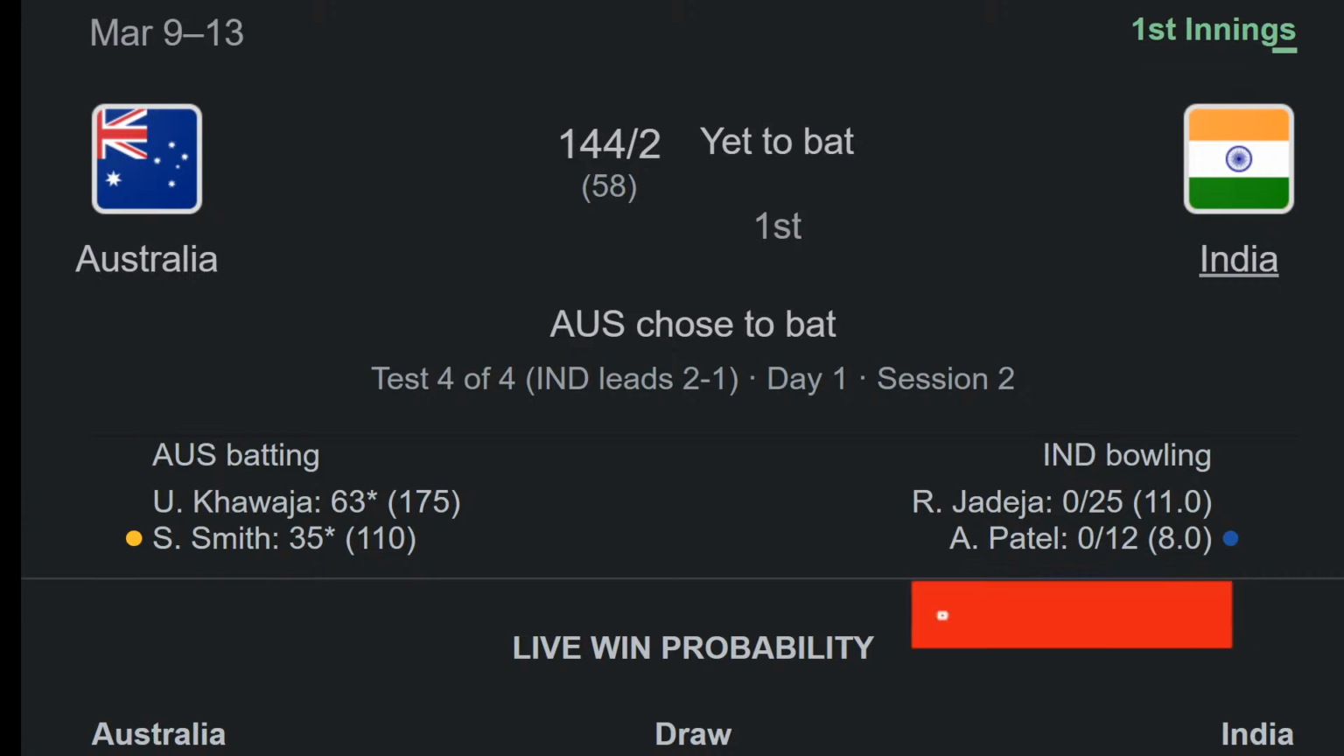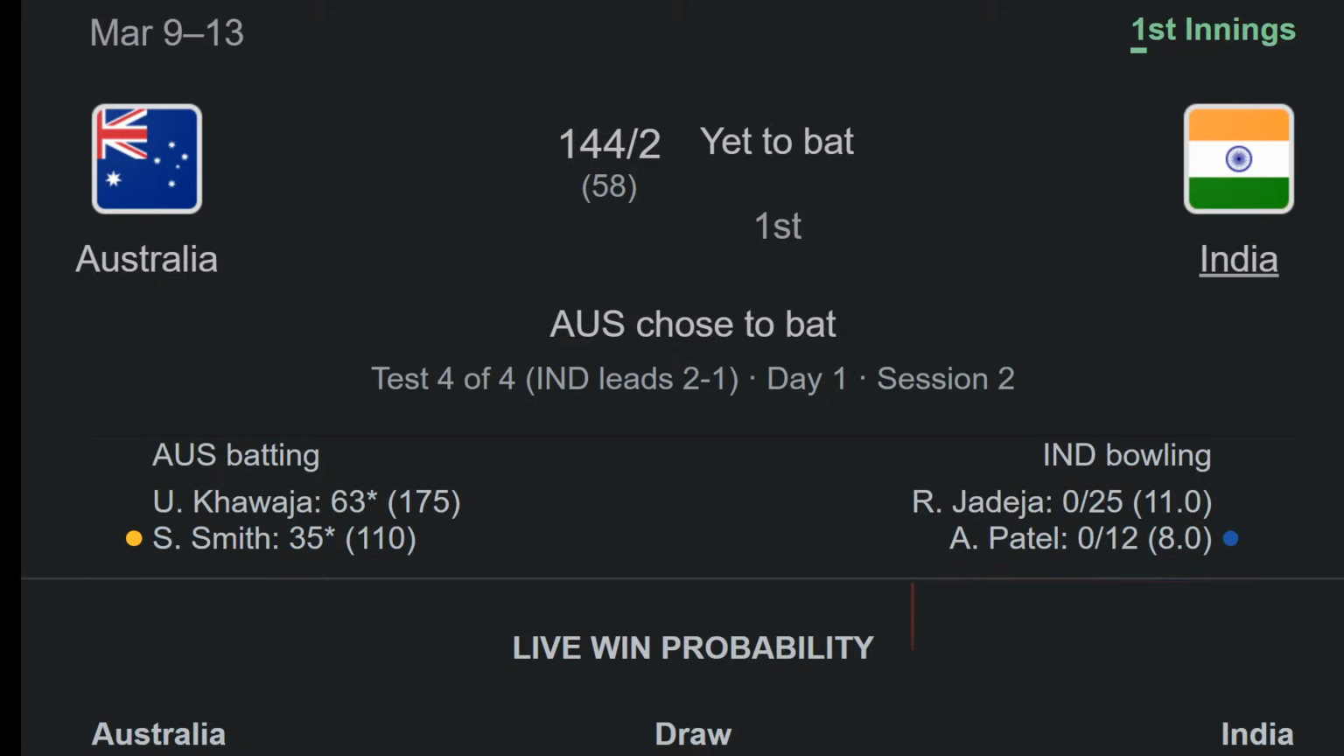Here comes Jadeja, left arm slow bowler. 91.4 is the speed. 29.1 overs in this session. 69 runs scored. No wickets down. So 144 for the loss of 2 wickets.